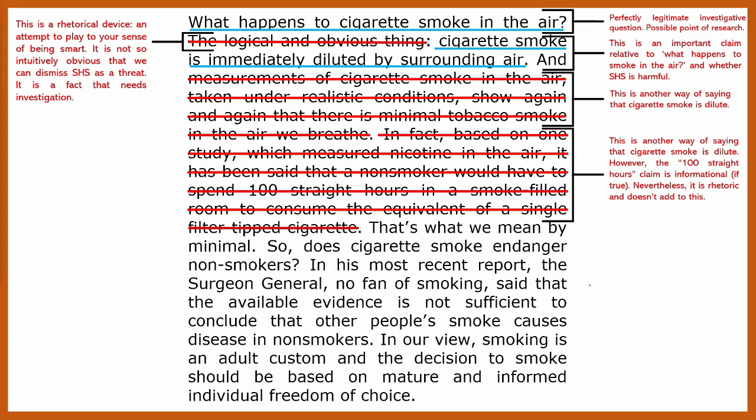So here we have two sentences back to back that simply say cigarette smoke is dilute. They both reference measurement of smoke in the air, and they mark that measurement as being low. That's another way of saying dilute, and so it hasn't added anything into what's being said. There is no new information being added, and nothing to support the original claim that cigarette smoke is immediately diluted by the surrounding air. It's just two more ways of saying the same thing.